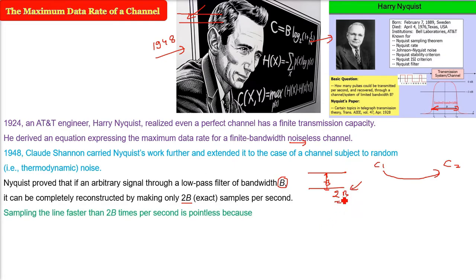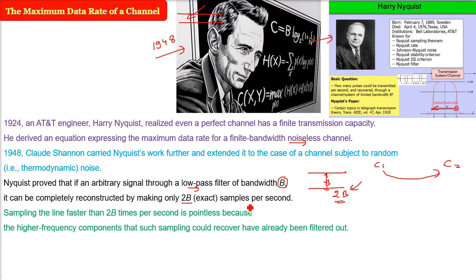So what does sampling the line faster than 2B mean? It is pointless. Why are we not talking about this? Because the higher frequency components that this kind of sampling could recover have already been filtered out. We have already used the filter.